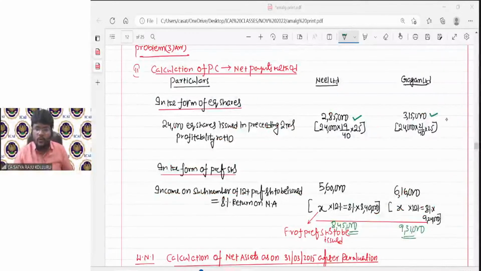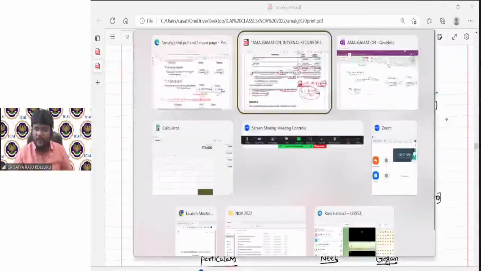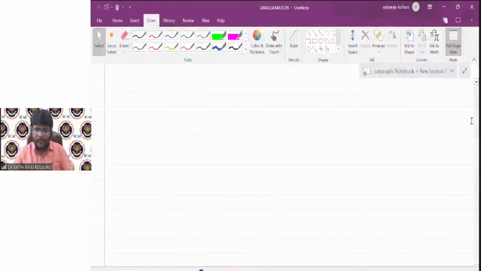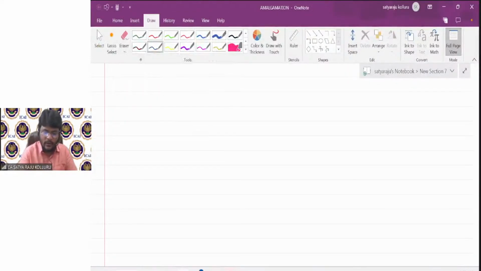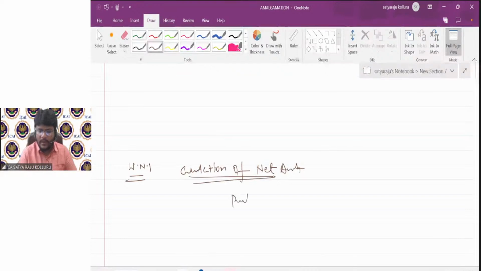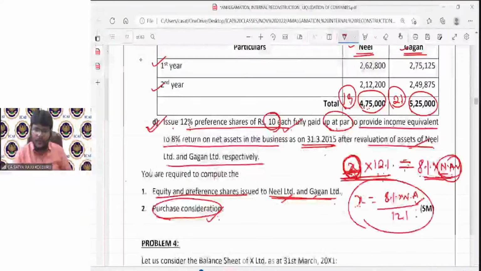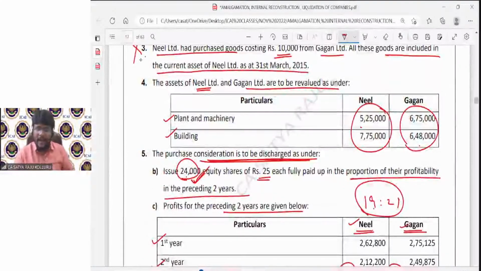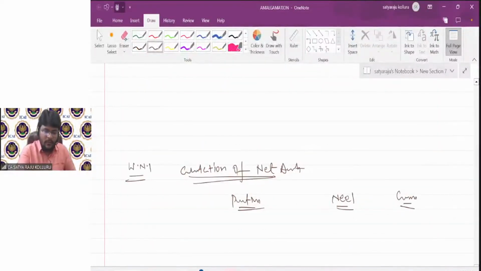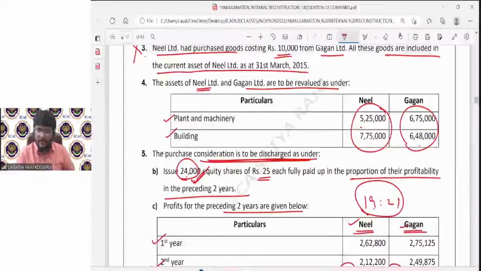That's why let me go to the calculation of net assets under working note. Okay, go to working note 1, calculation of net assets. So again, particulars, Neil, Gagan. Sir, some of the values are agreed values. Concentrate, all of you. Plant and machinery, building. Given plant and machinery as well as building, please all of you consider agreed values.